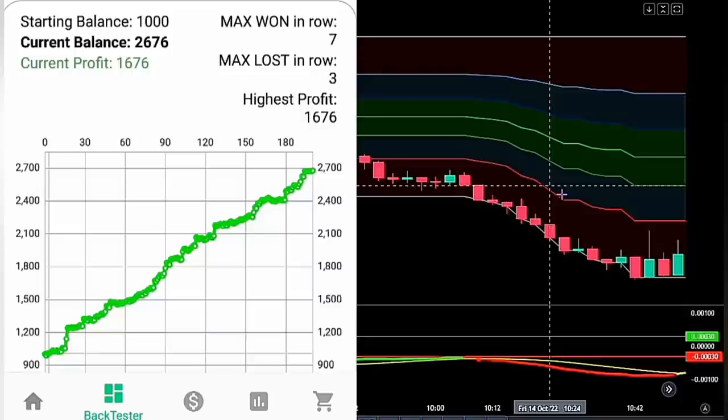The profit factor for this strategy is looking good, as we had 7 wins in a row against 3 losses in a row, but know that some trades were closed with little profit during the backtest. So you can comfortably use this strategy with 3% of your account size on each trade.